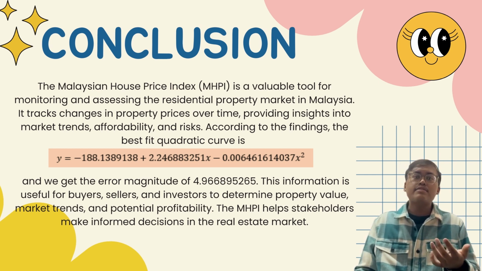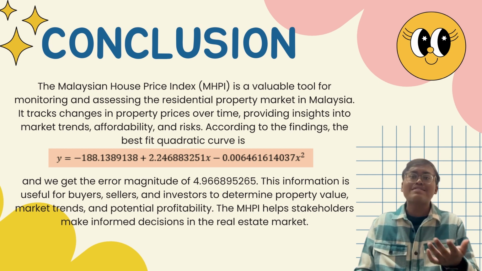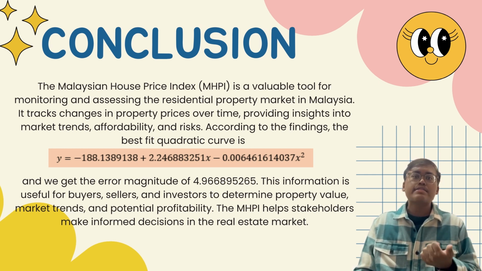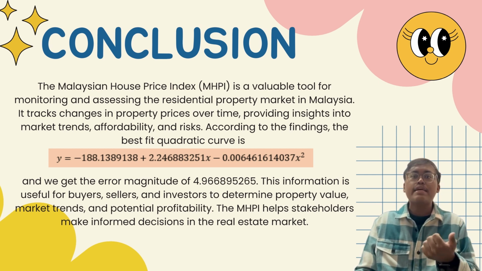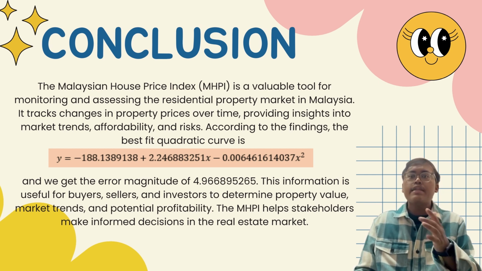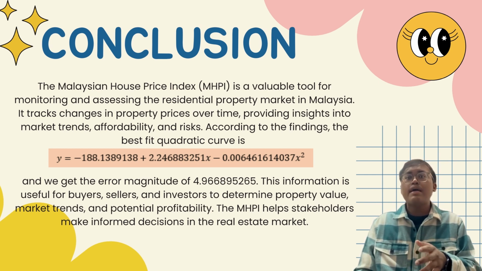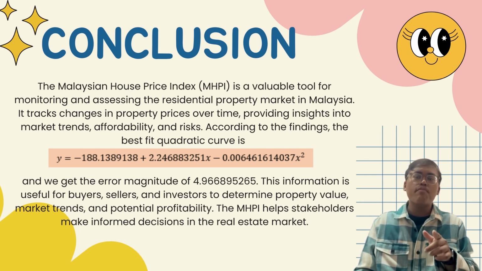The curve suggests that property prices are influenced by time in a quadratic manner. The error magnitude of 4.966895265 indicates the deviation between the actual data and the fitted curve. It shows that the house price index increases almost every year, implying a general upward trend in property prices over time. This information is valuable for buyers, sellers, and also investors.